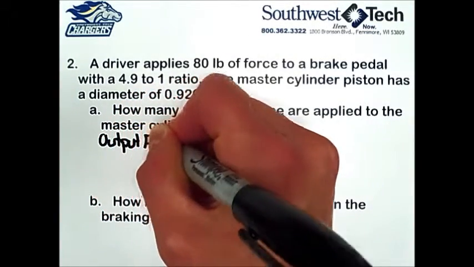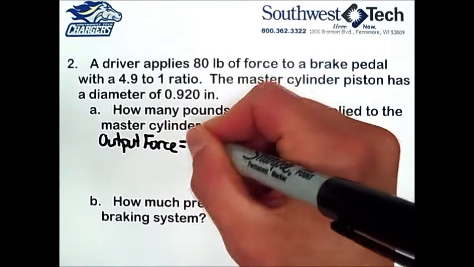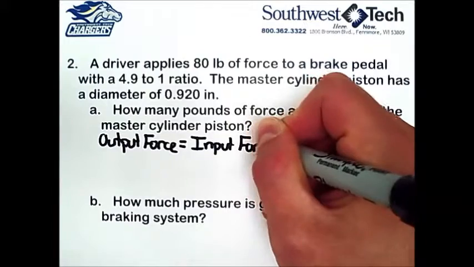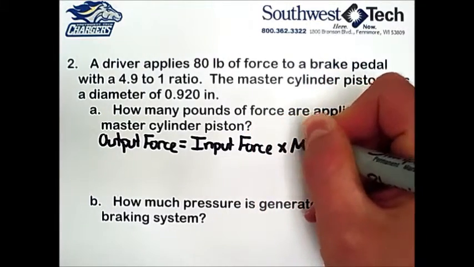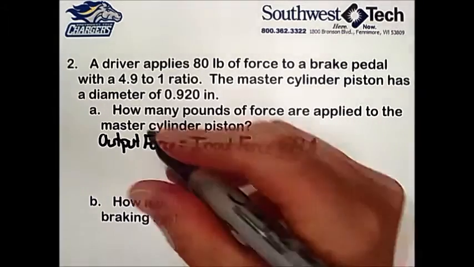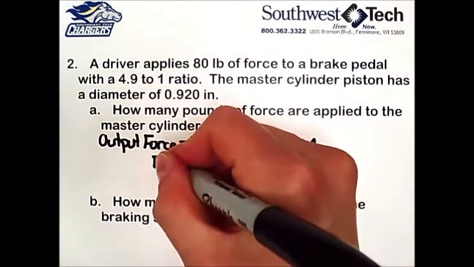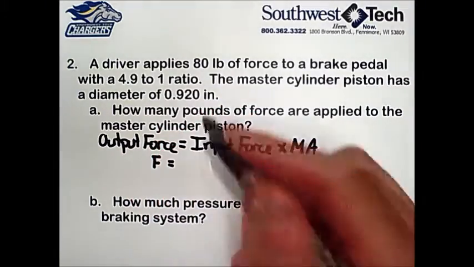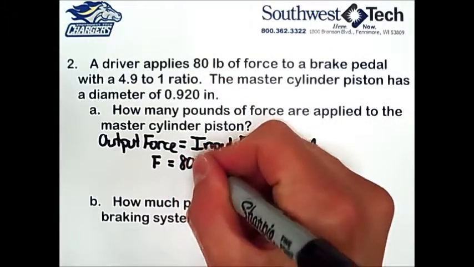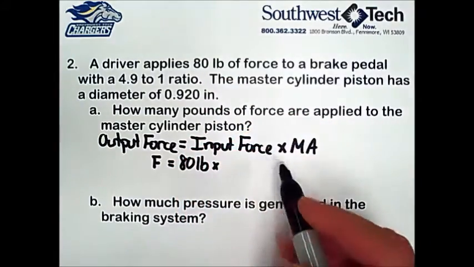So our output force is equal to our input force multiplied by the mechanical advantage. So this equation should look familiar because we saw this in Chapter 5 when we were talking about simple machines. So in this problem, the output force is equal to our input force, which is the 80 pounds of force applied to the brake pedal, multiplied by the mechanical advantage.